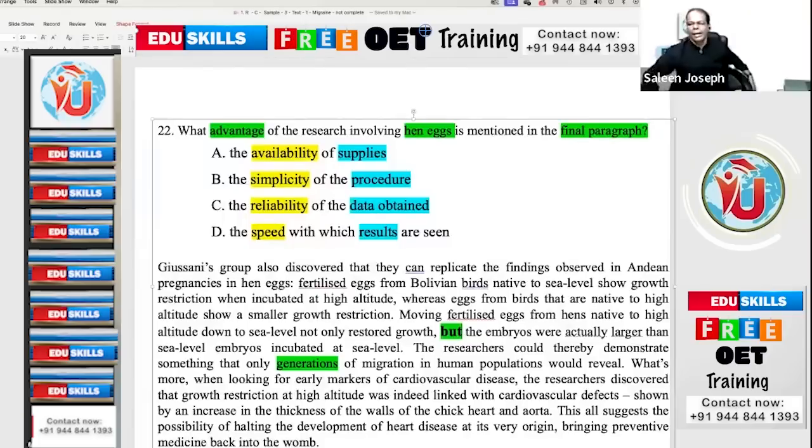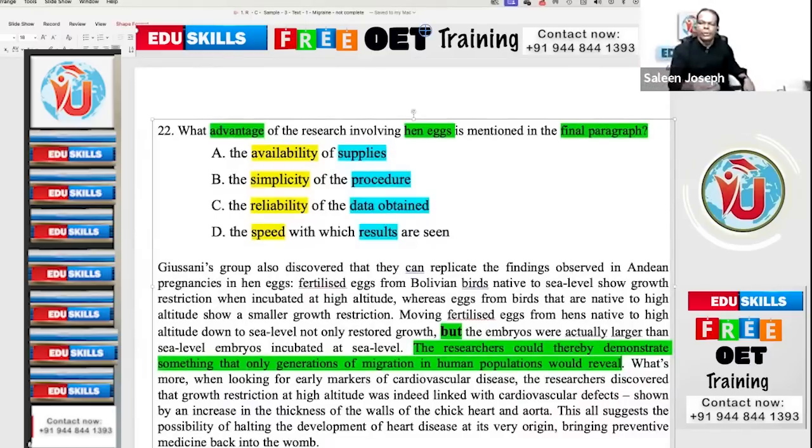But the embryos were actually larger than sea level embryos incubated at sea level. The researchers could thereby demonstrate something that only generations of migration in human populations would reveal. What is the meaning of this? Things in hen eggs they could do within no time. But in humans, if this has to be tested, it will take generations. Does it tell you anything? The speed. The speed, exactly. Means they are saying in hen eggs, they could find the result within no time. Whereas if this research is done with human beings, it will take generations.